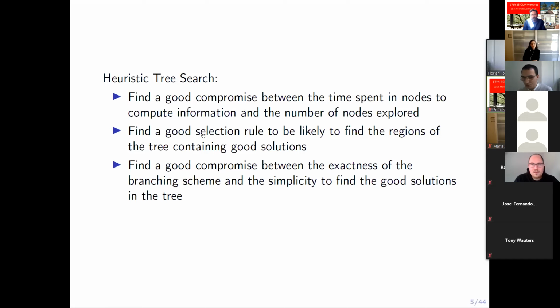Finally, we can also compromise on the exactness of the branching scheme because we don't want to ensure that it necessarily contains an optimal solution. And for example, in the branching scheme that we use for the most complex problems, there are some tricky cases in which we cannot find the optimal solution, but it's not important because in the common cases, we get very good solutions.